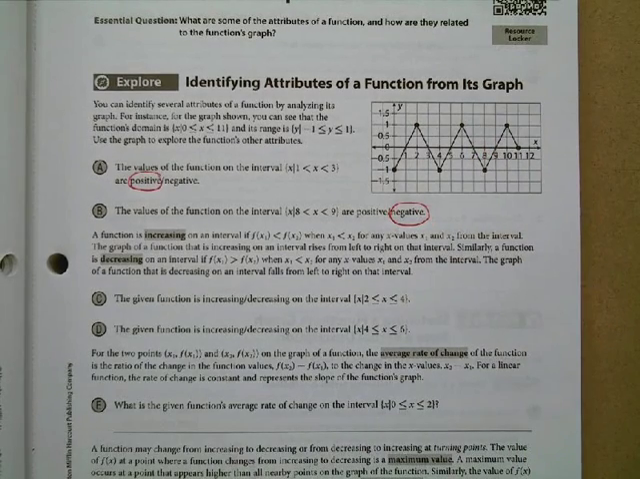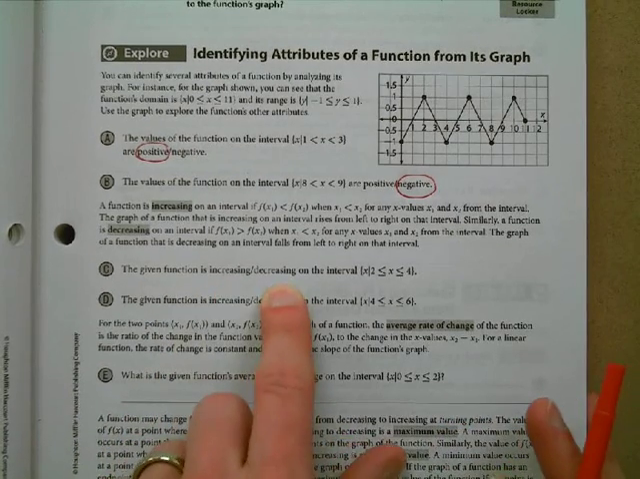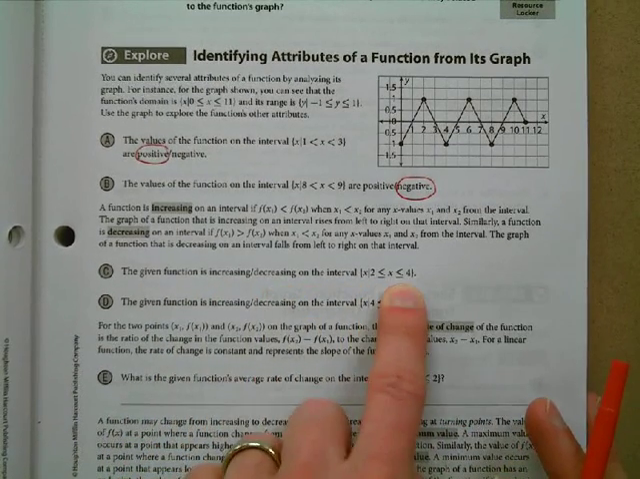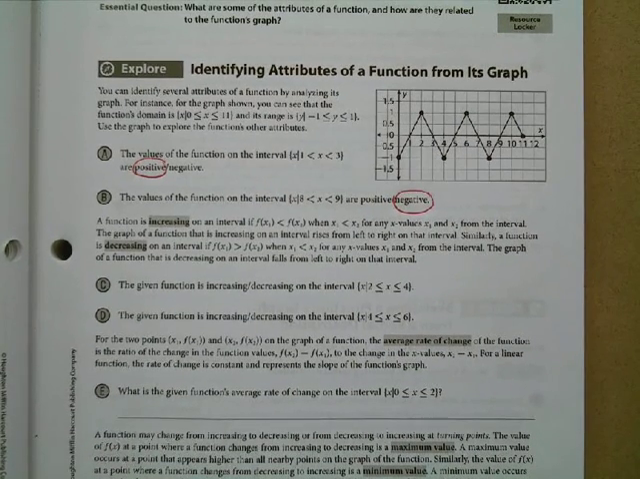So for letter C, for example, the given function is increasing or decreasing on the interval from 2 to 4. So again, looking at your graph there, is the function increasing or decreasing for x values between 2 and 4? Decreasing, that's right, it's going down from left to right.